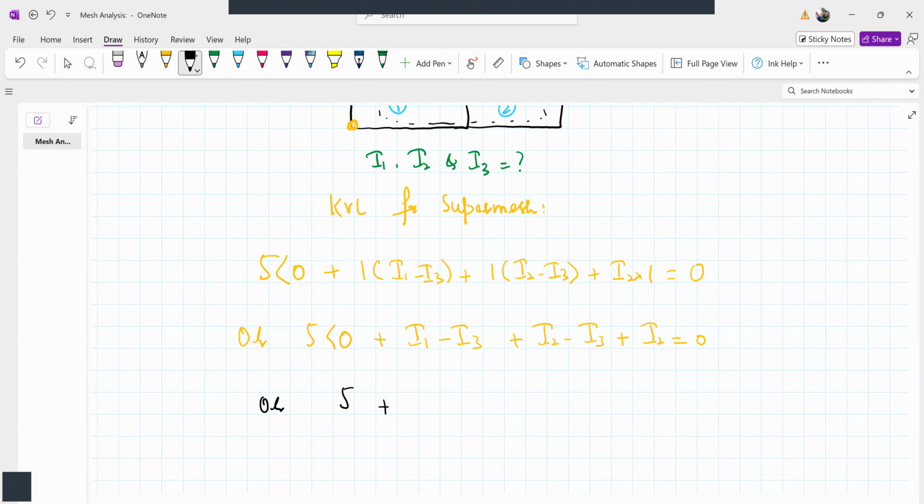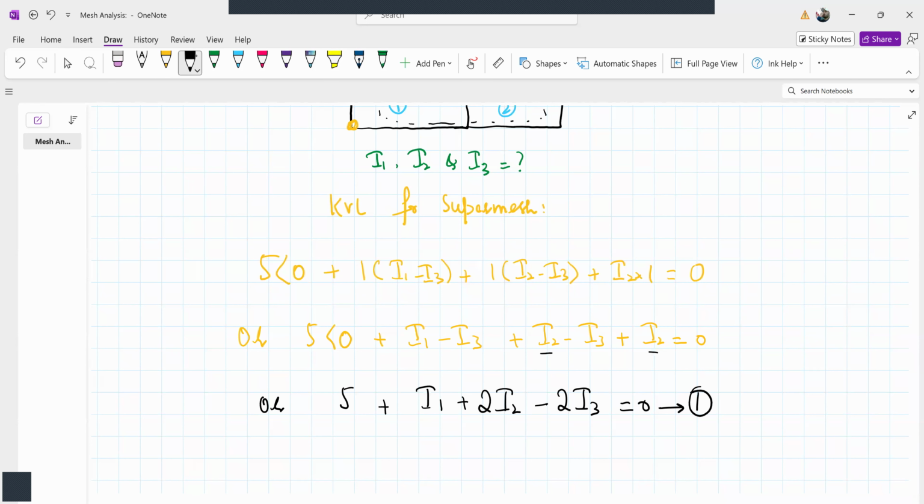5 plus how many I1s we have? I1. Then we have I2 that is 2I2. Then we have minus 2I3. Please check the calculations yourself. This is our equation 1. We have I1 plus 2I2 minus 2I3 plus 5.